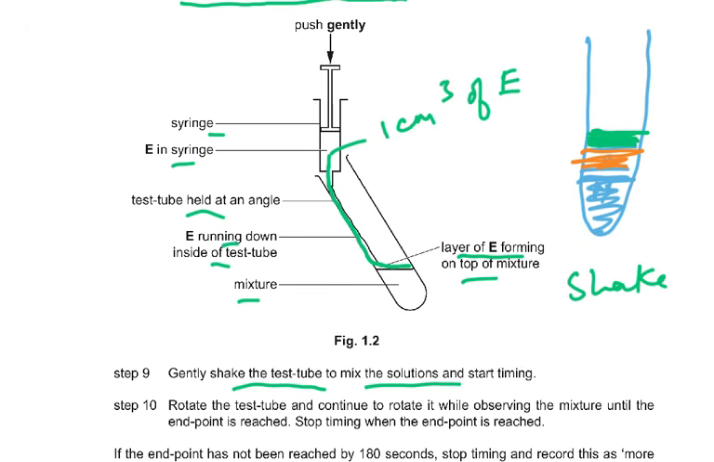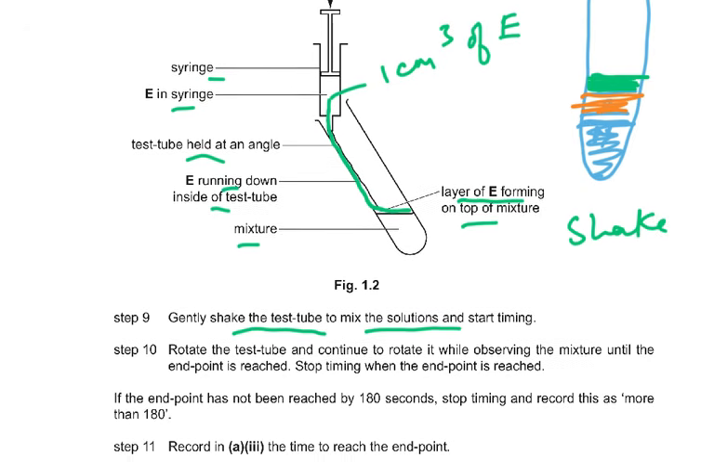Now you rotate the test tube and continue to rotate it while observing the mixture until the end point is reached. Stop timing when the end point is reached. Maybe it takes 20 seconds, 30 seconds, 60 seconds, 90 seconds. I don't know how much it takes, right? We'll talk about that a little later.